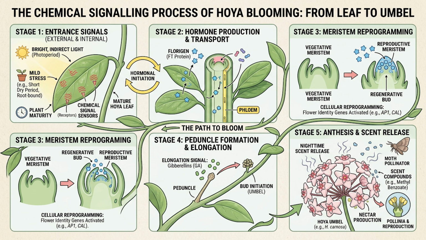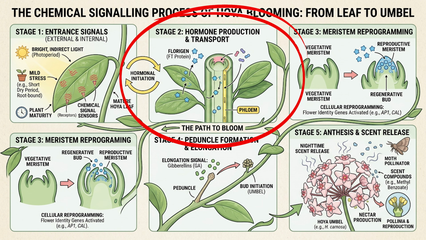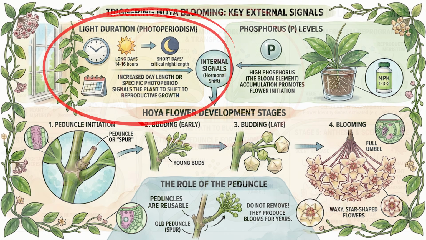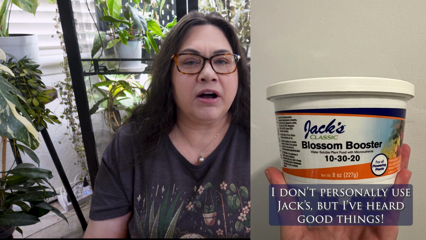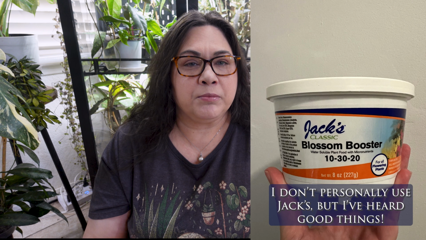Now, why do some Hoyas grow a peduncle but never bloom? Often it's a lack of chemical signaling. The plant has the structure in place, but it hasn't received the hormonal green light that is often triggered by light duration or phosphorus levels to push blooms. Now, when you see a peduncle wake up, move to a high phosphorus, bloom-focused formula. This tells the plant to stop spending energy on vines and start spending it on flowers.